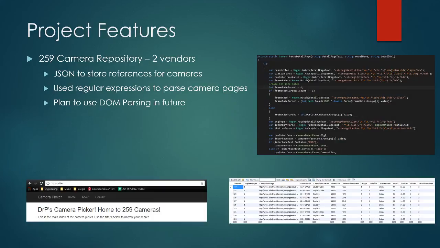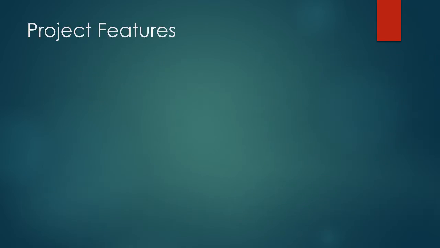So here is an example of some of the code that I use to parse the camera detail pages, and then the MySQL and display that you can see from the results of this parsing.